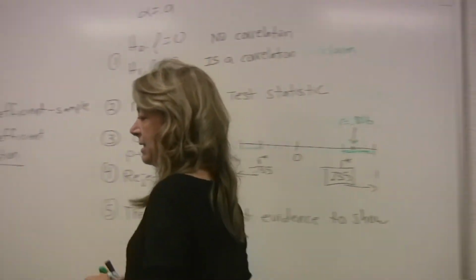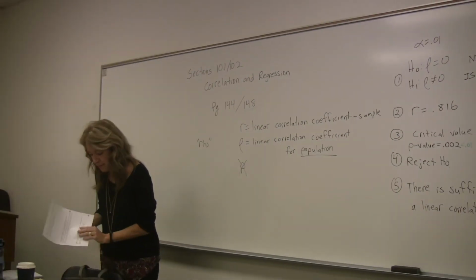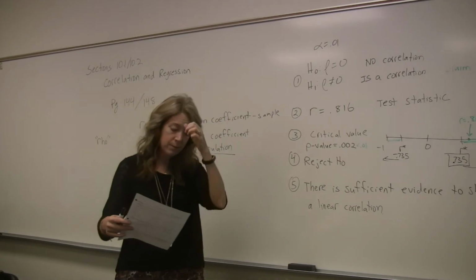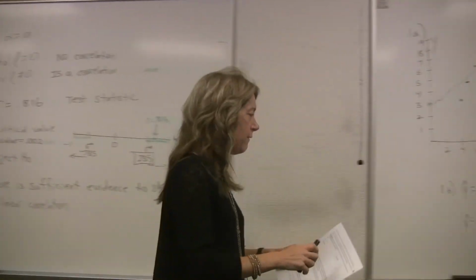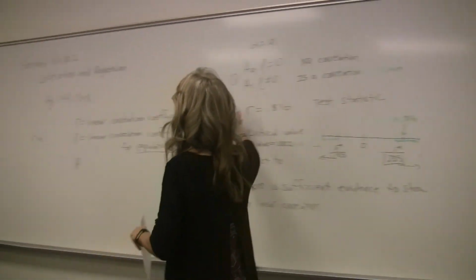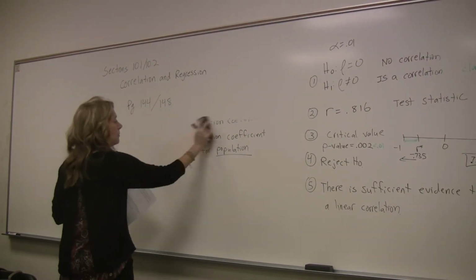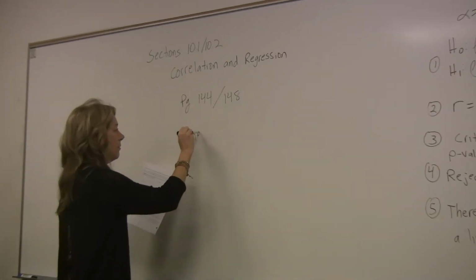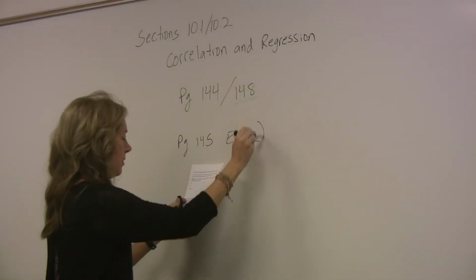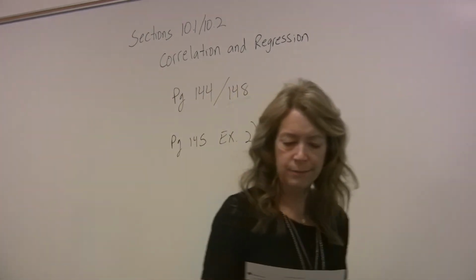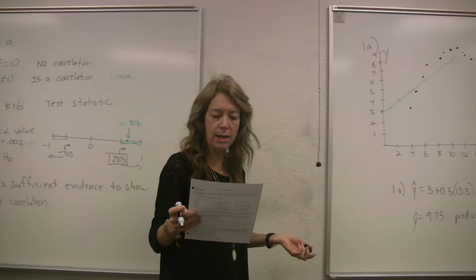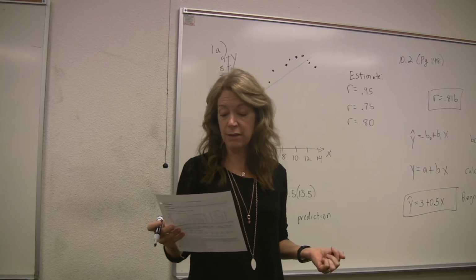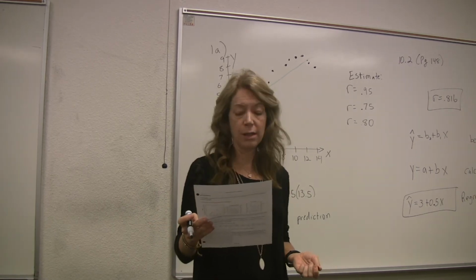Okay, let's do another one in a lot less time, and then we'll take our break. Let's flip back to 145 and look at example 2, page 145. So we have concerns about global warming. There's some data here about the carbon dioxide levels and the temperatures. And it says use a 0.05 significance level to test if there's a linear correlation between temperature and carbon dioxide levels.